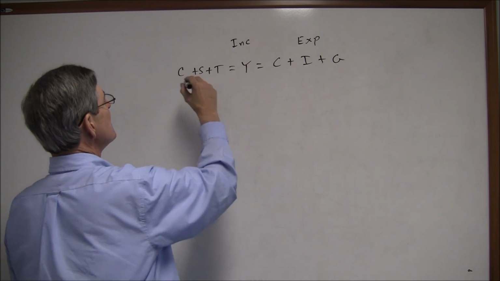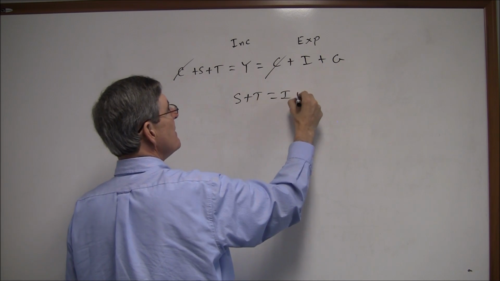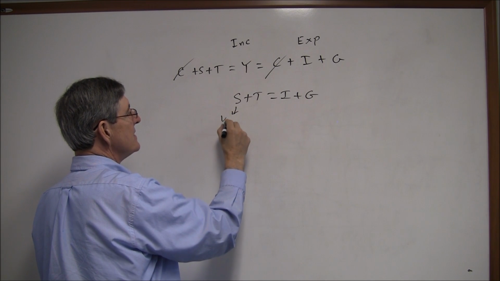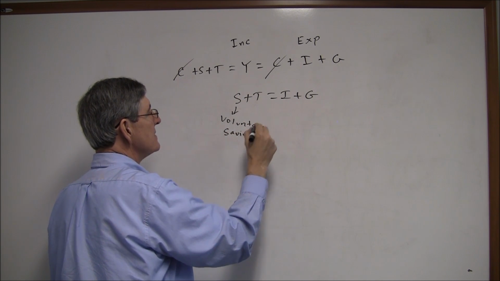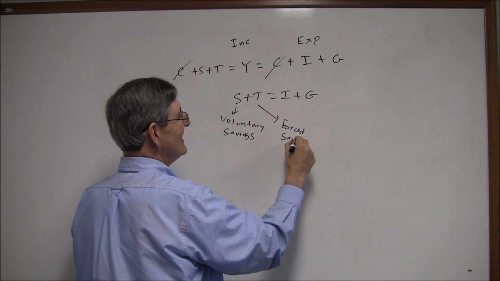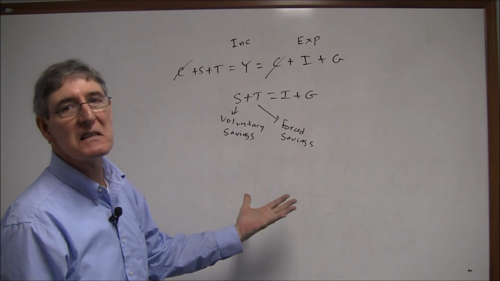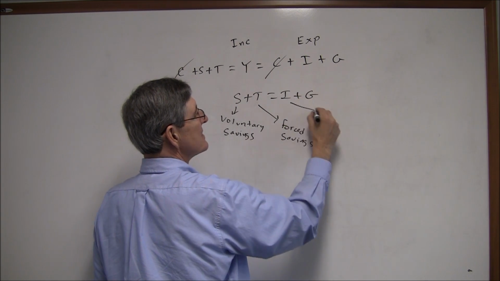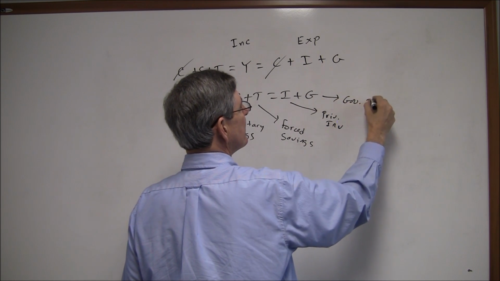Okay, so what we can do is cross out those C's, they cancel, so S plus T equals I plus G. This is what we call voluntary savings. That's the savings you want to make. This is forced savings in some sense. This is the amount the government makes you save out of your paycheck for things like Social Security, or it takes it and spends it, but it takes it, you can think of it as savings. Similarly here, this is private investment. And this is government investment.